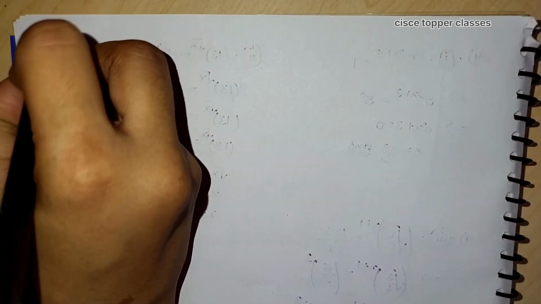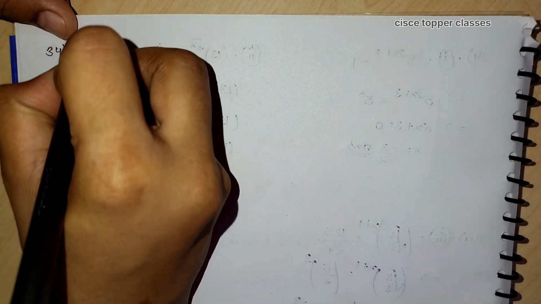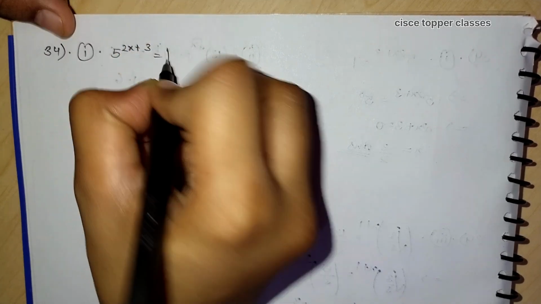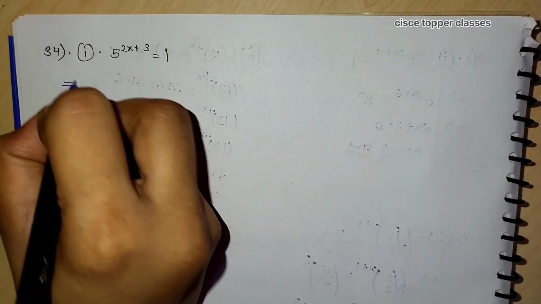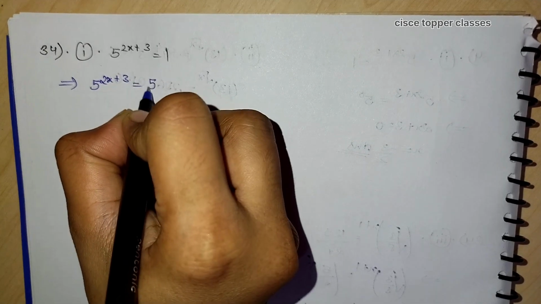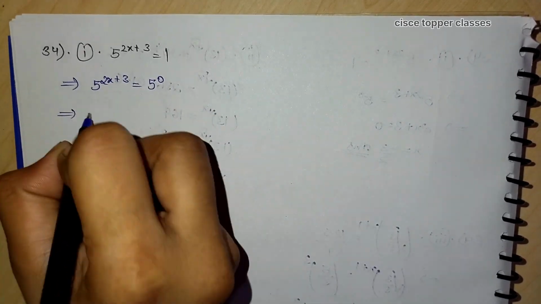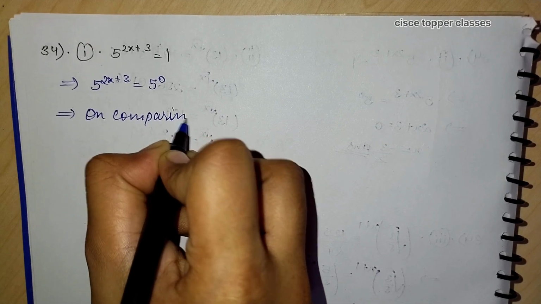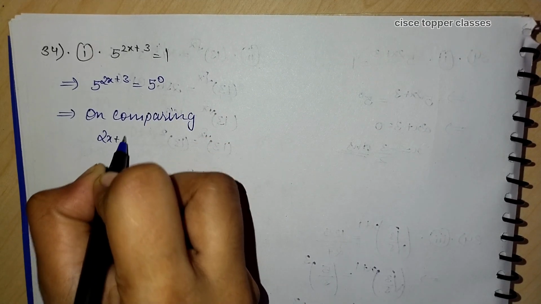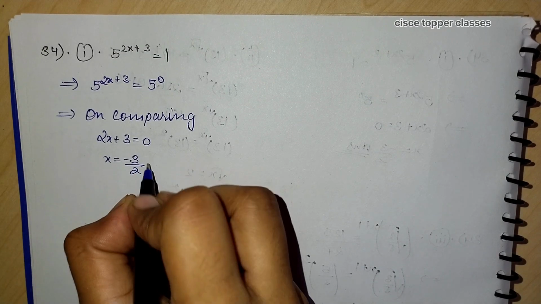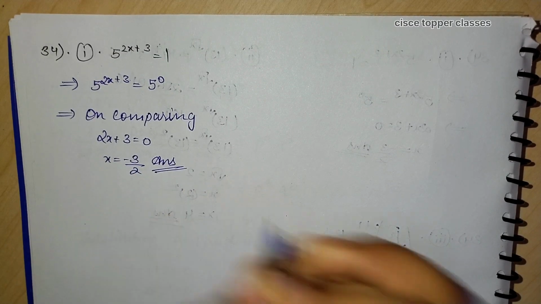Let us solve the 34th question, first part. It is 5^(2x+3) equal to 1. We can simply write this as 5^(2x+3) equal to 5^0. On comparing here, it will be 2x plus 3 equal to 0. So x will be minus 3 by 2 as the answer here.